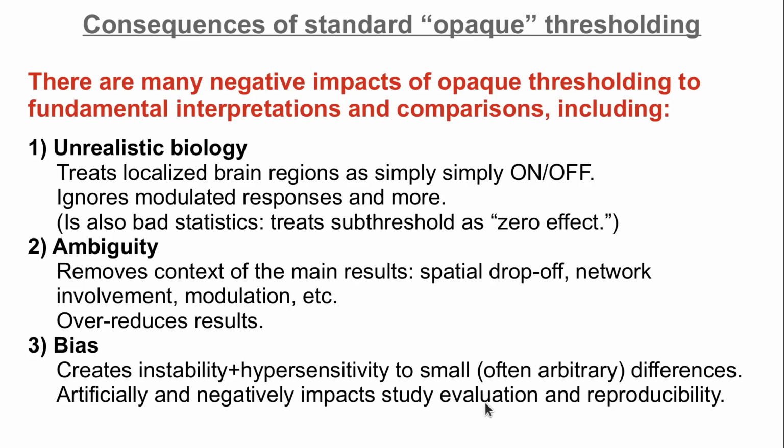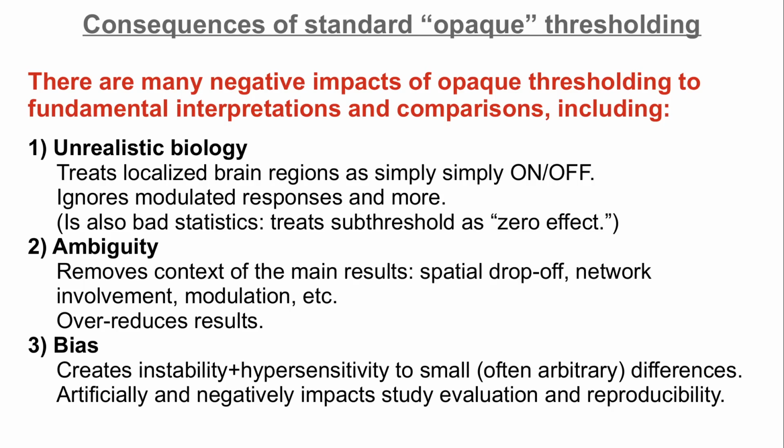What are the consequences of standard opaque thresholding? Well, there are a lot of very harmful ones, and we're going to focus on three. One is that it's unrealistic to biology. Brain regions aren't simply on and off. They have a lot of modulated responses.